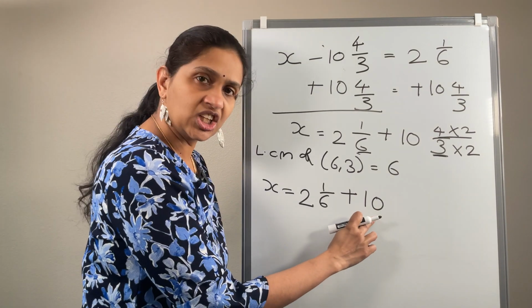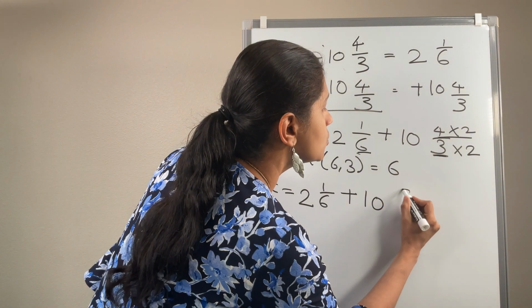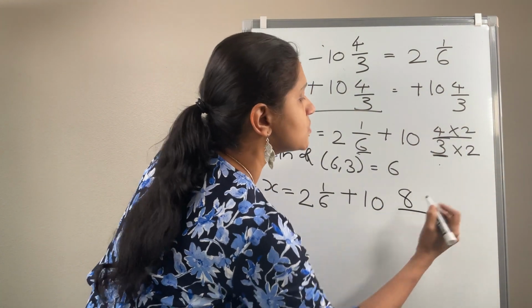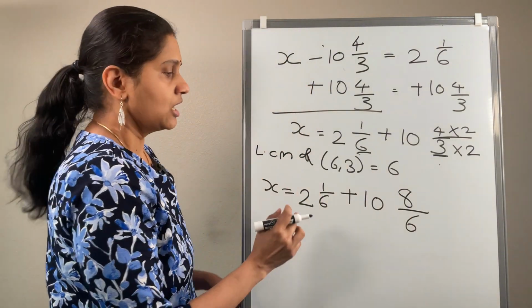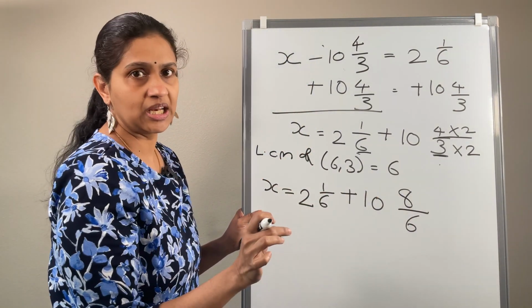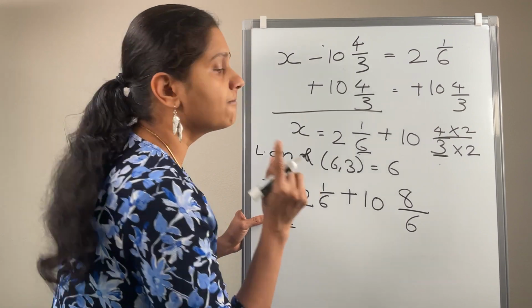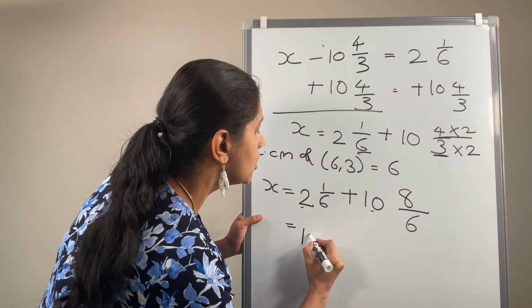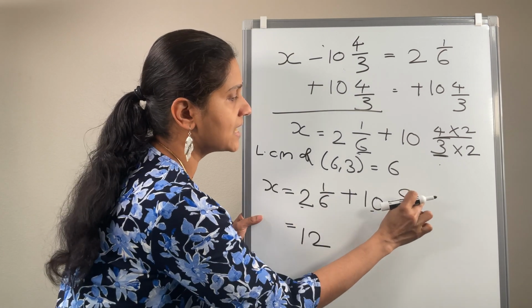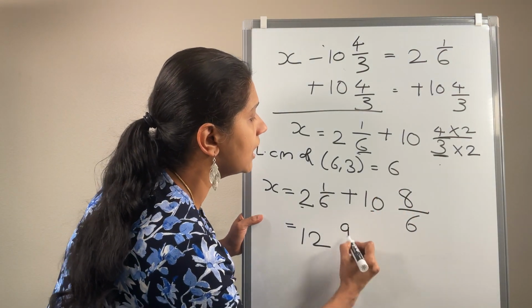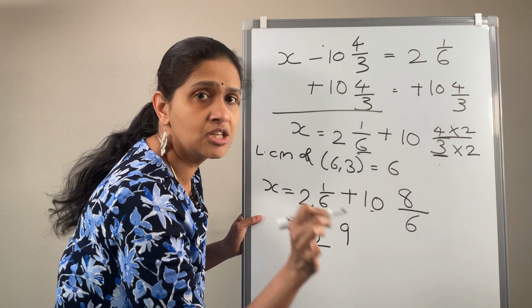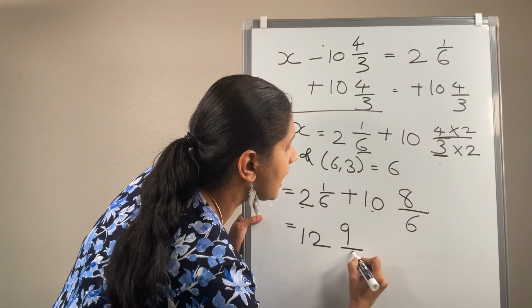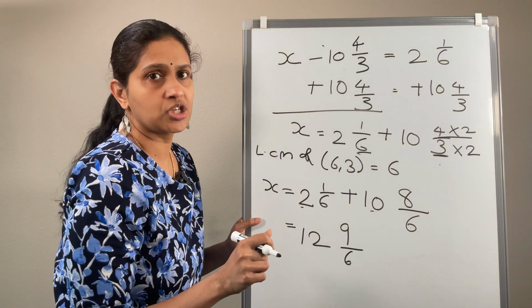So simply write the whole number. 4 times 2 is going to be 8. 3 times 2 is going to be 6. So now we have the common denominators. To add this, first add the whole numbers. 2 plus 10, which is 12. Now 1 plus 8, which is 9. You should not add the denominators. You simply have to write it as such.